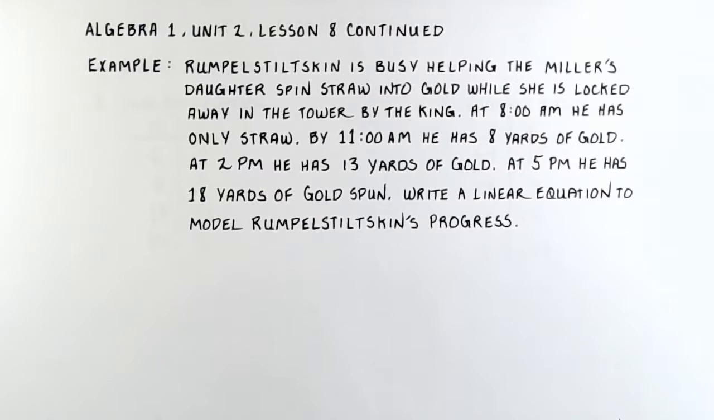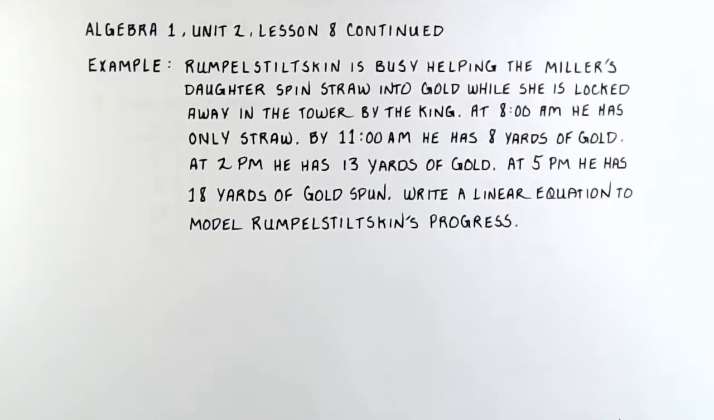Rumpelstiltskin is busy helping the miller's daughter spin straw into gold. So this one's about the story of Rumpelstiltskin. I hope they're still teaching you this story. I think this comes from the Brothers Grimm. So if you're into the fairy tales and stuff, Rumpelstiltskin, very good story. Rumpelstiltskin is a troll. Okay, he's like a little troll. They call him an imp, I-M-P.